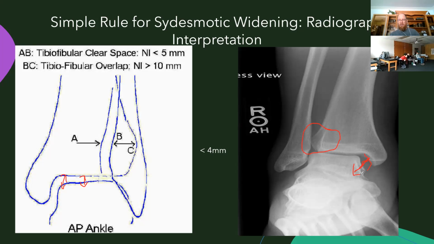Did you say medial? So medial. Okay, so yeah, this guy has obviously disrupted his deltoid complex. How do we know that? Because here's the tibia, here's the talus. We have a really widened interval here between the tibia and the talus.